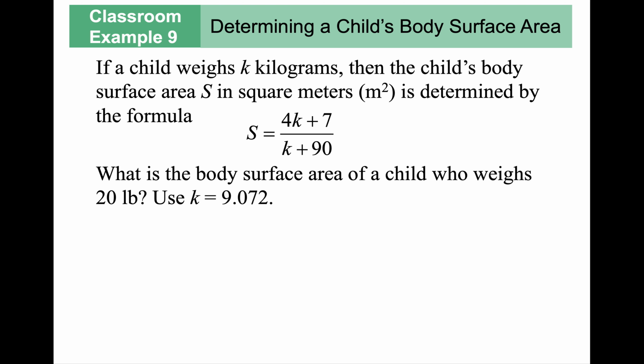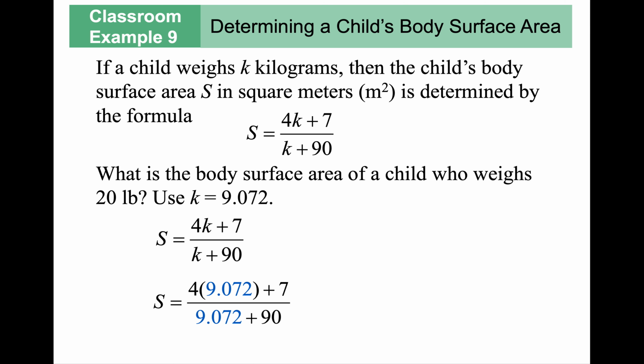Here, I have a formula that's given to me, and I have some information that's also given to me when it says, what is the body surface area, which is my S value, of a child who weighs 20 pounds, use K equals 9.082. So I'm just going to replace K with the value in the problem, and I'm going to use my calculator.